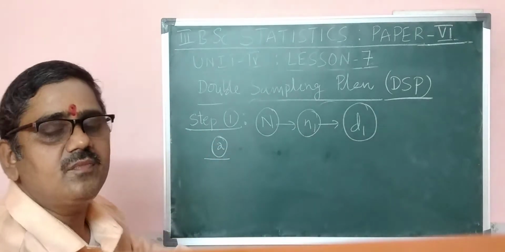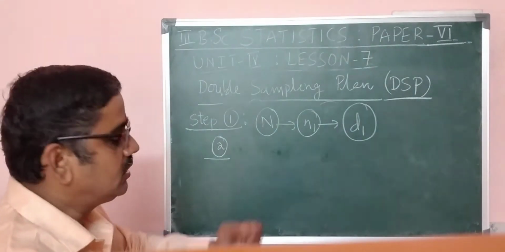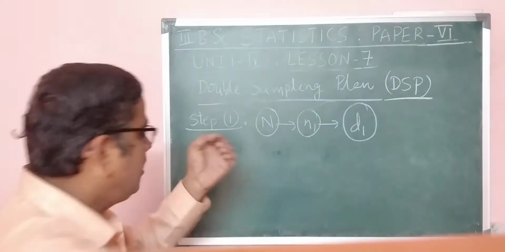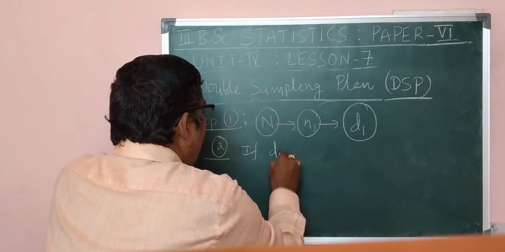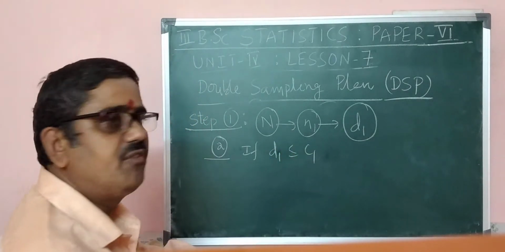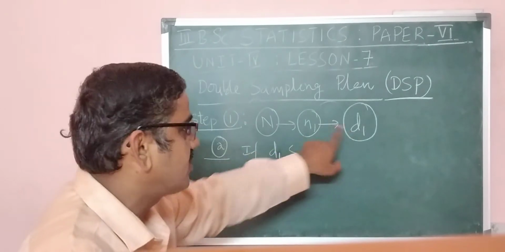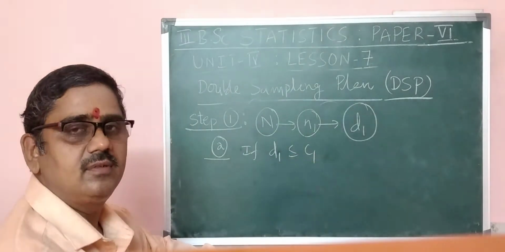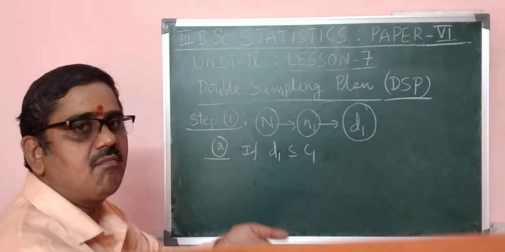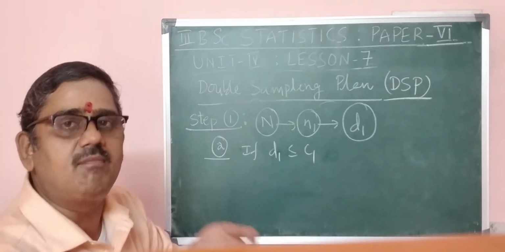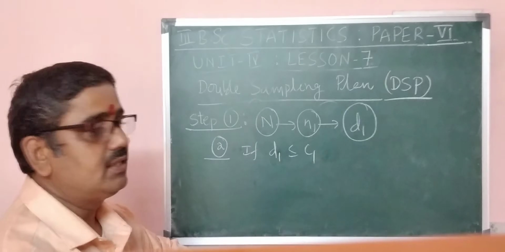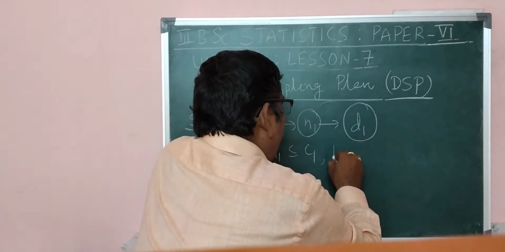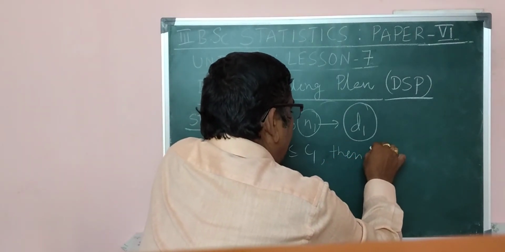What is step 2? In step 2, you consider the acceptance number C1, and if D1, that is the number of defectives found in the first sample, is less than or equal to C1, where C1 is the maximum number of allowable defective items in the first sample, then accept the lot. No need to go further. Here you stop the procedure, because the lot is accepted.